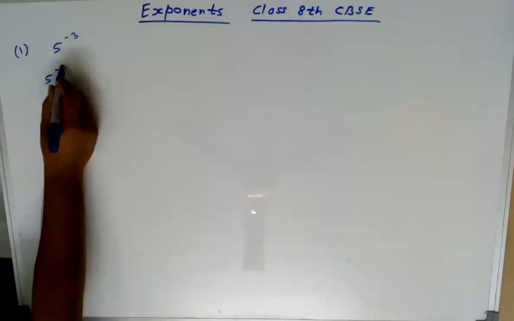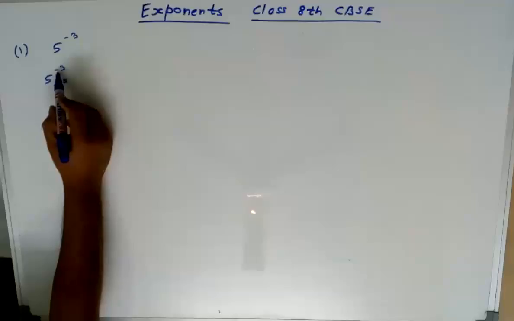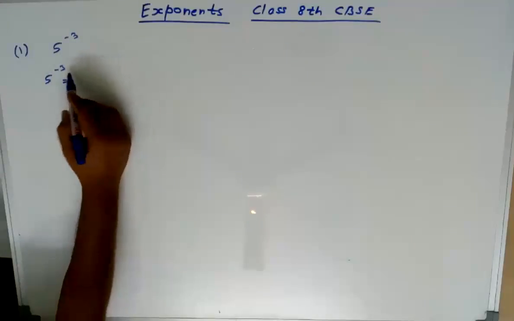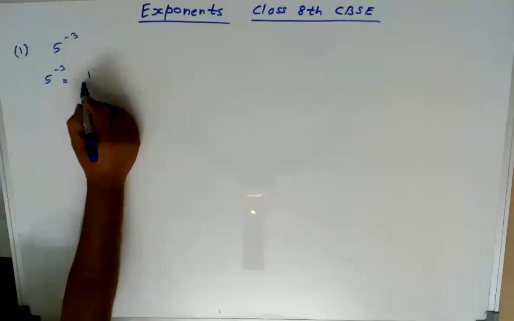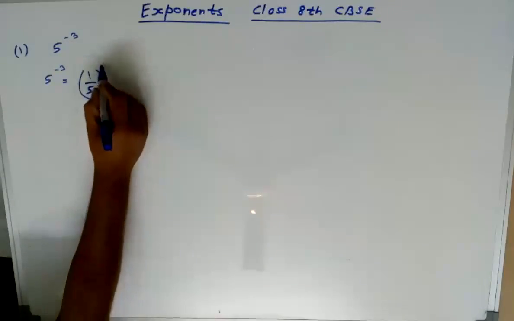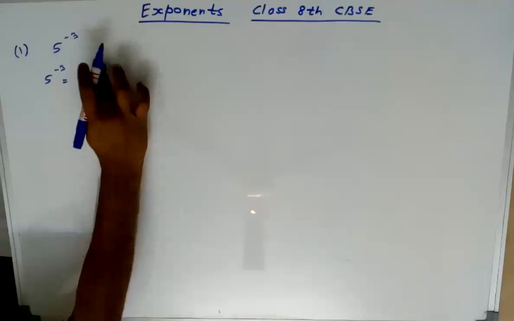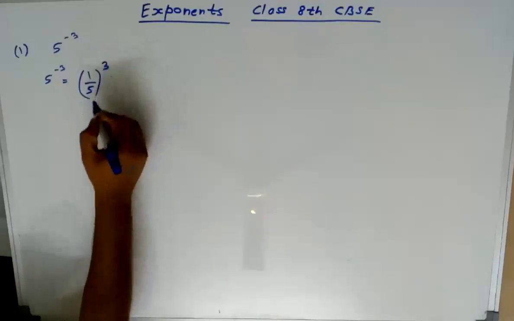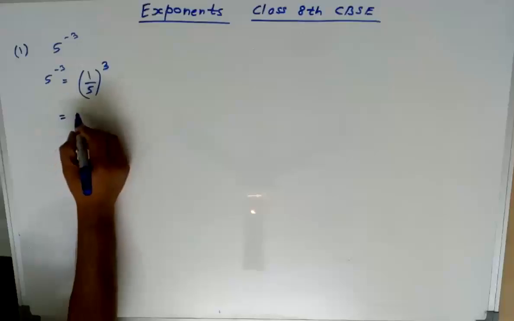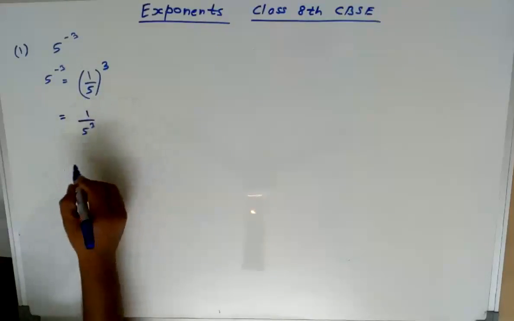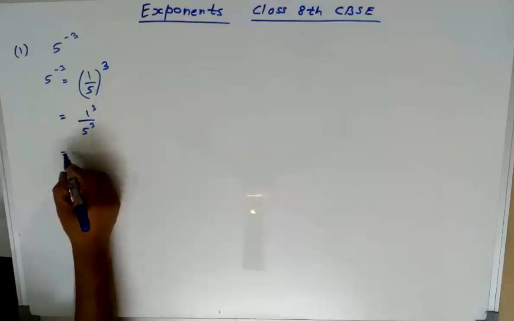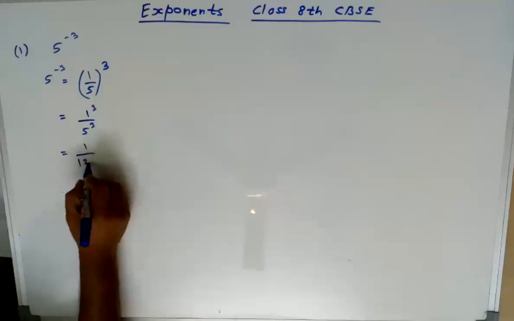Now 5 raised to the power minus 3 we can write as, since the power is negative, in order to convert it to positive power we will take the inverse of this number, that is we will write 5 as 1 upon 5, so the power will become positive. And now it will be 1 upon 5 raised to the power 3, that is 1 upon 125.